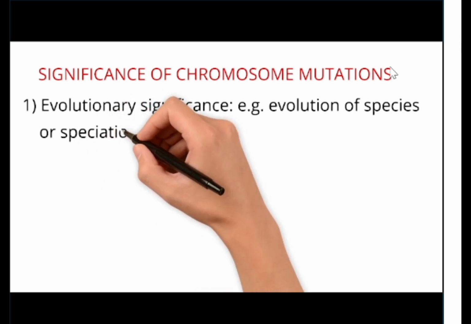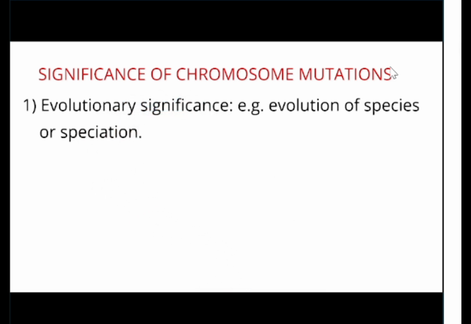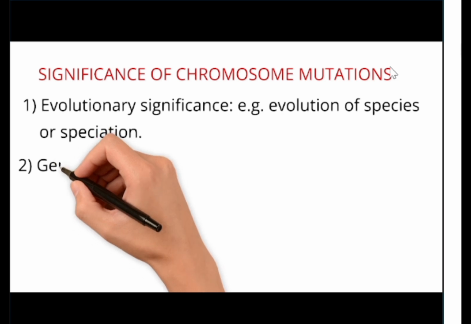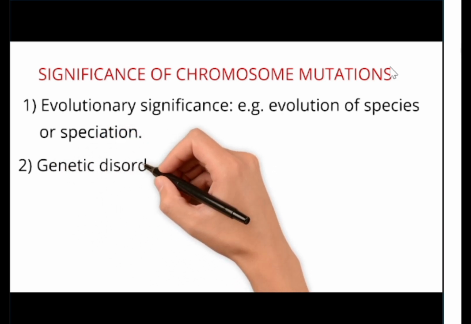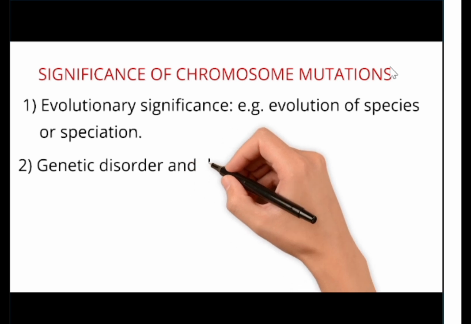You see that some chromosome changes can also confer adaptive advantages that can be selected for in a population. Take for instance, where an individual has a mutation that is of advantage to it, so that individual can be selected for from that population. All right. So another one is that chromosome mutations can lead to genetic disorders or diseases.